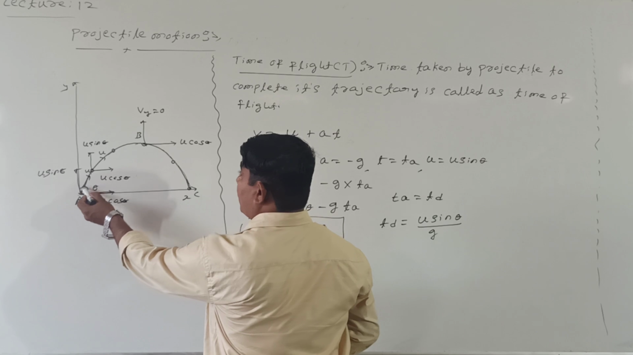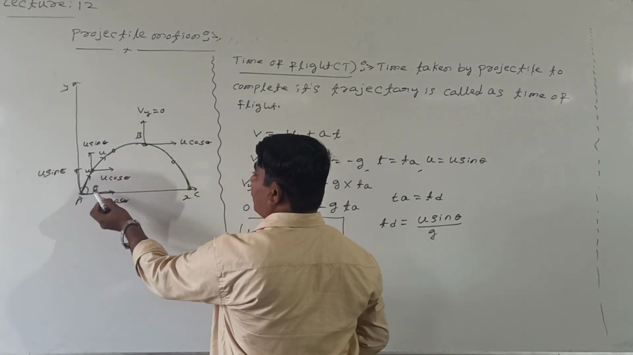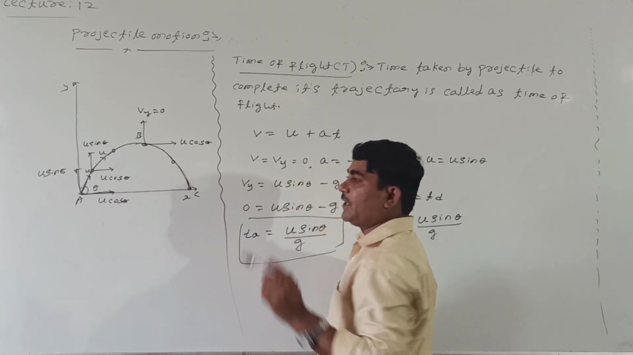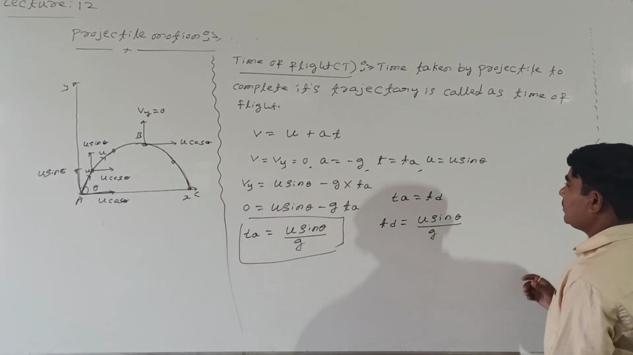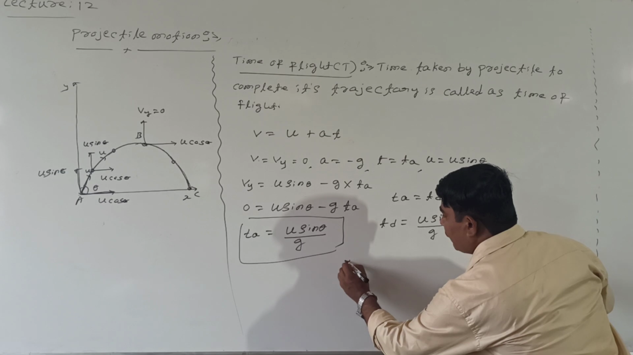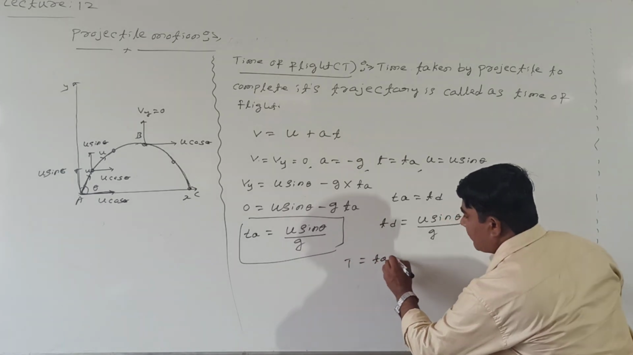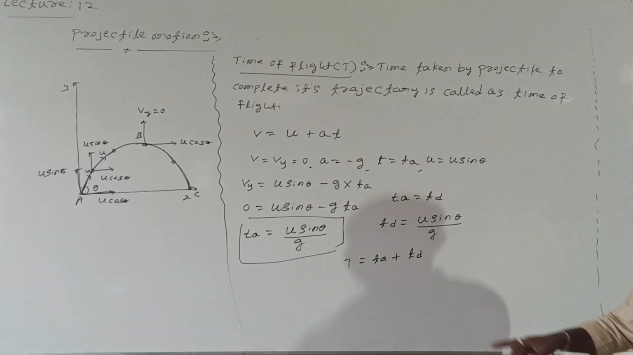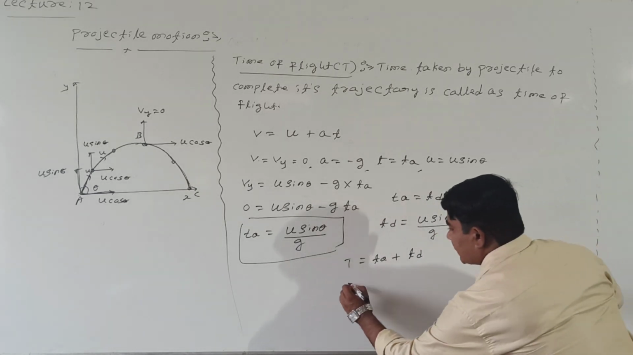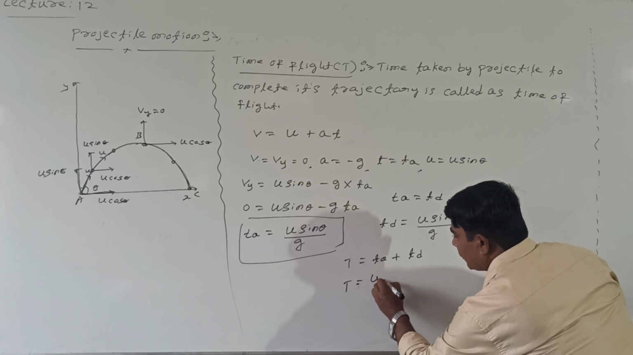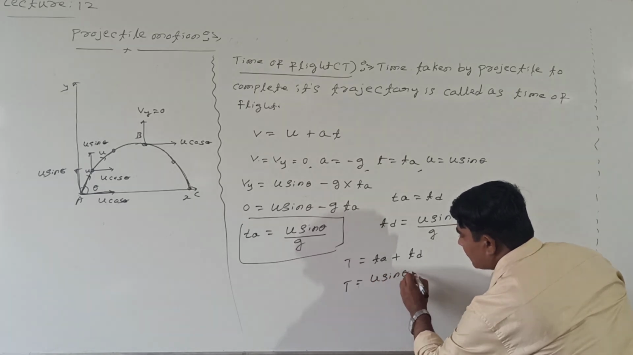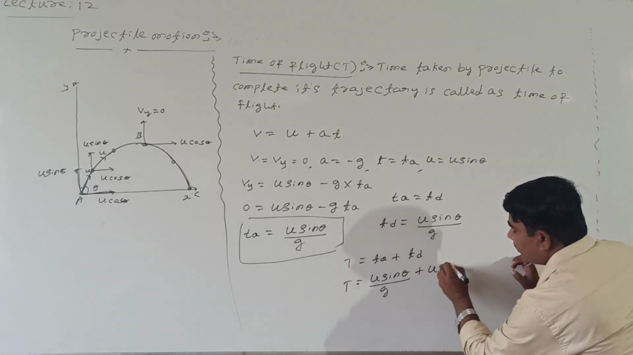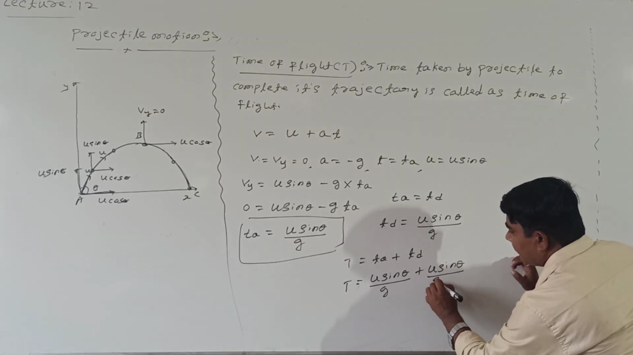But what is time of flight? Time taken to complete its trajectory from this point to this point we are calling time of ascent, and from this point to this point time of descent. What is the time of flight? It can be written as the sum of time of ascent plus time of descent. Time of ascent equals u sin theta divided by g, right? Then again time of descent equals how much? Again u sin theta divided by g.